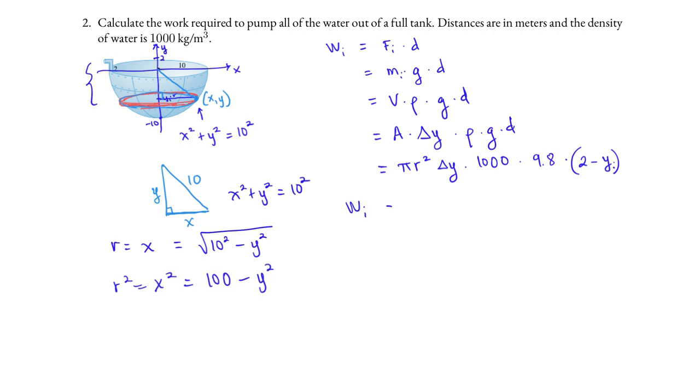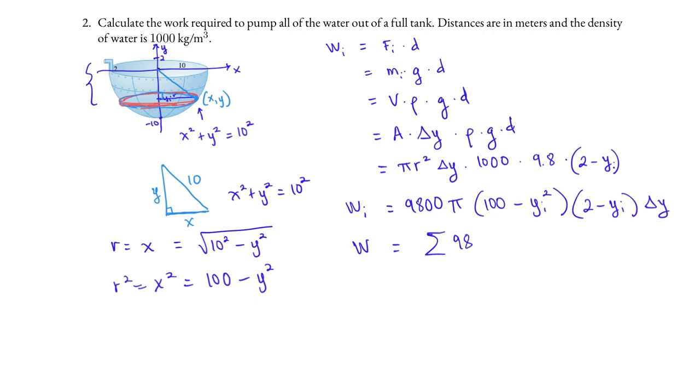Thus, the work of the slice is 1000 times 9.8, which is 9800, pi, r squared, which is now 100 minus yi squared, the distance is 2 minus yi, and the thickness is delta y. The total work is the sum of the Wi. Each of the Wi is 9800 pi times (100 minus yi squared) times (2 minus yi) delta y, as i goes from 1 to n.